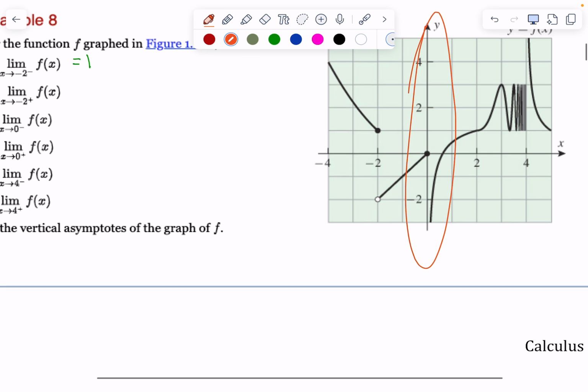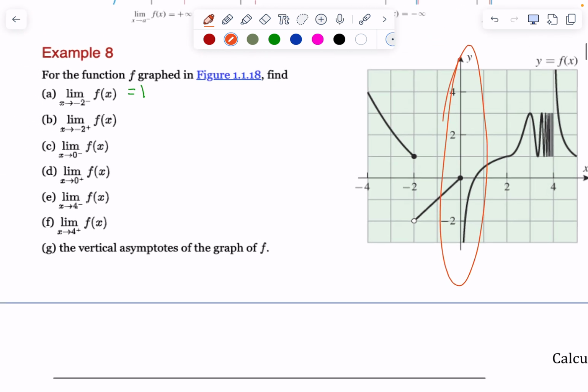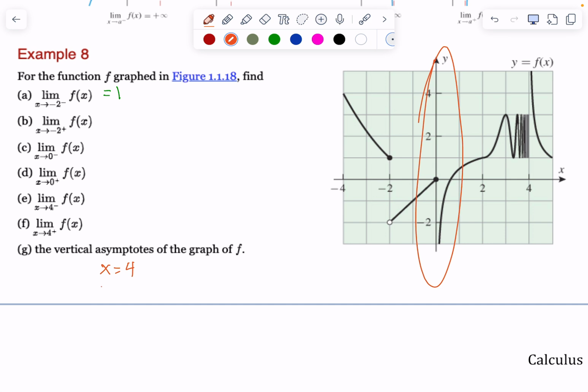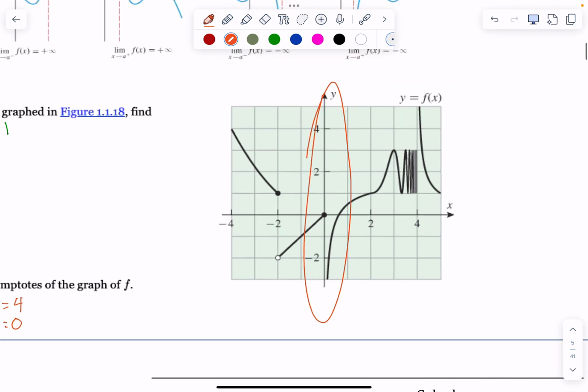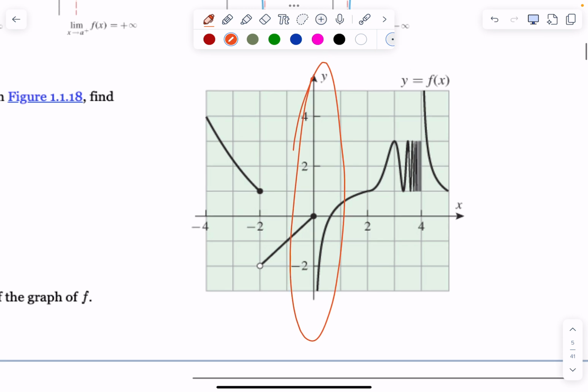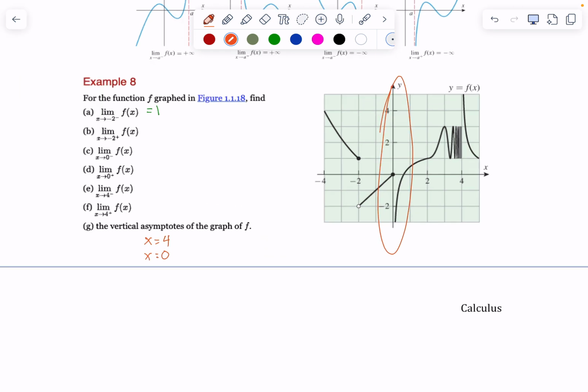Where's the vertical asymptote? Vertical asymptote of graph 4? Oh, I forgot about 4. It's not 0. Is it 0? Yep. But he doesn't hit it. No, but the other one, this guy is going down. Yep. So x equals 4, x equals 0. Those are your vertical asymptotes. Anytime it approaches infinity or negative infinity on either side, there's a vertical asymptote that lives there.